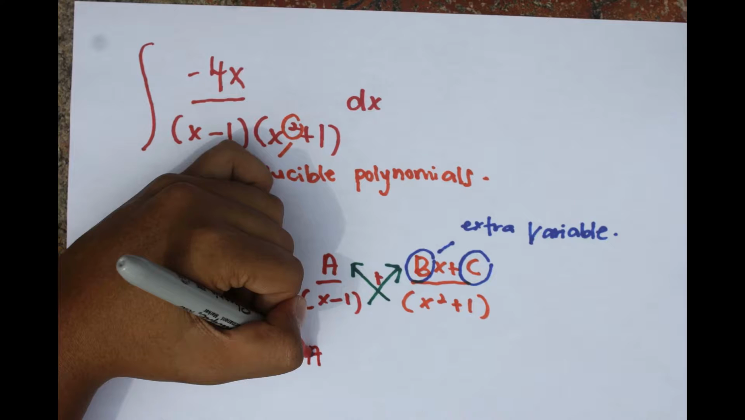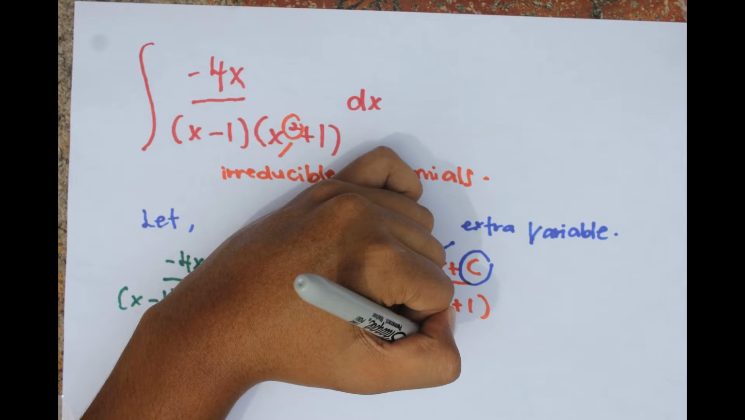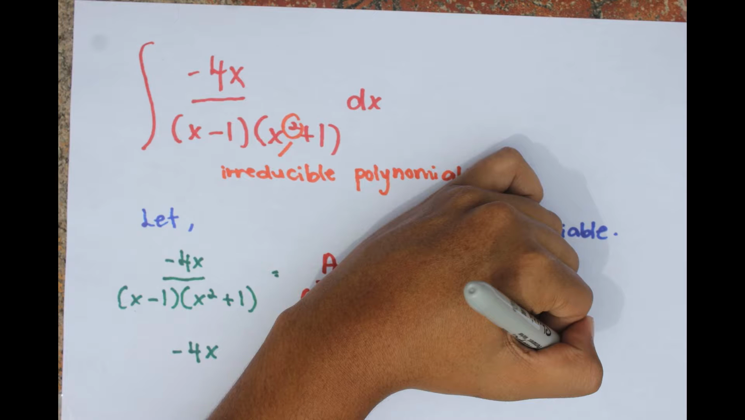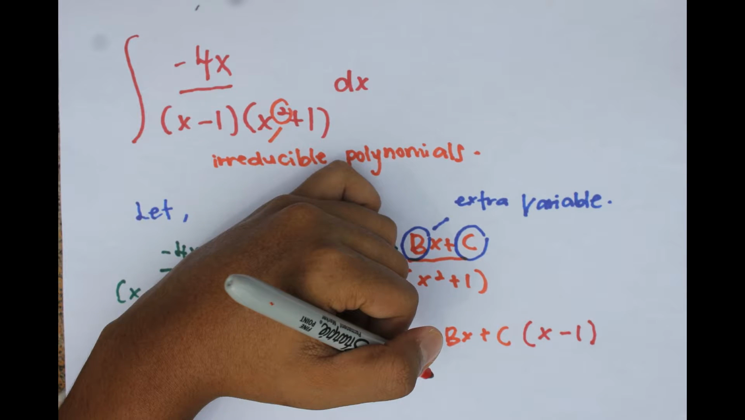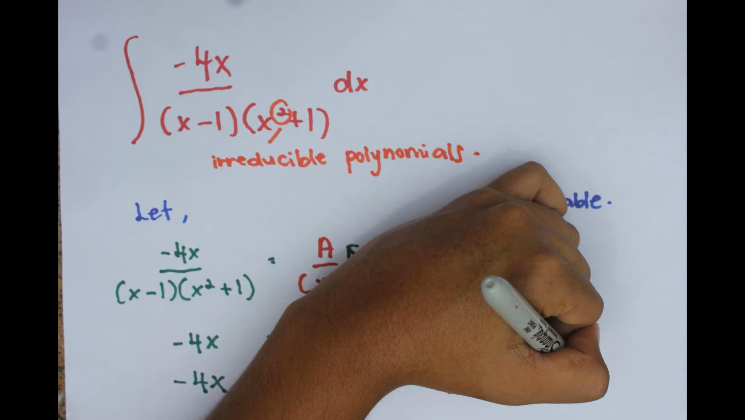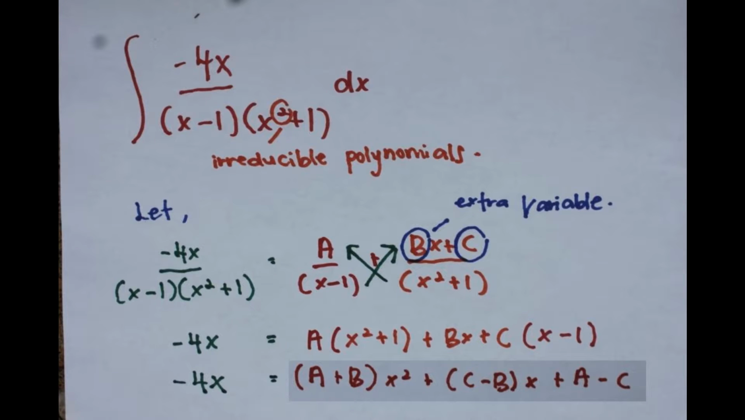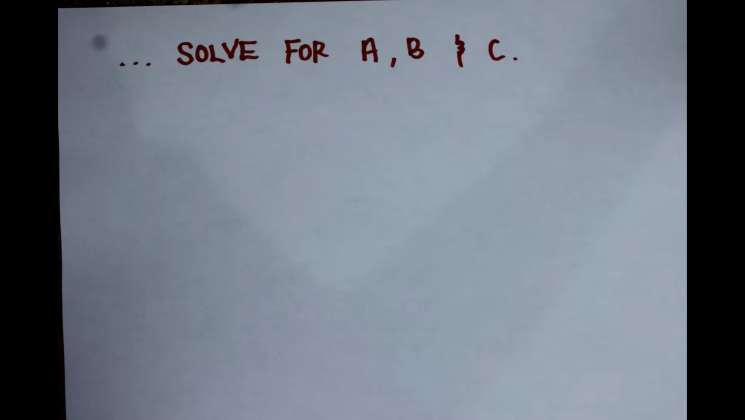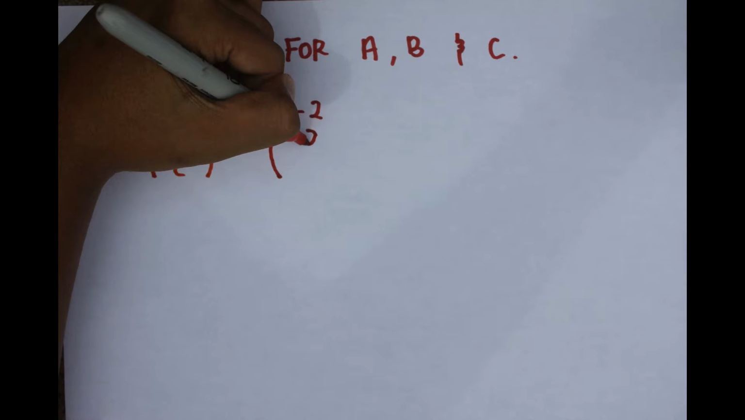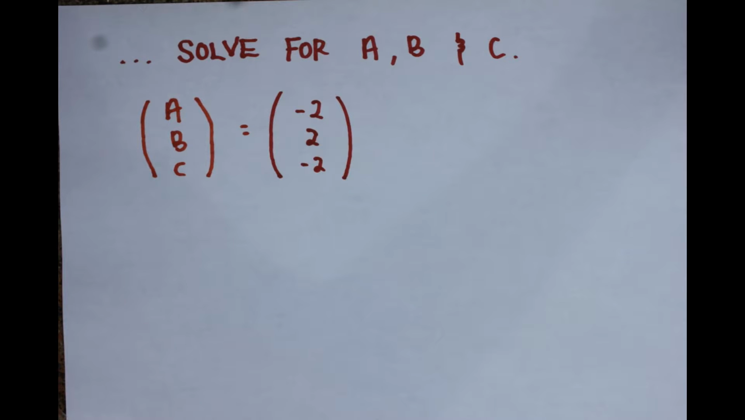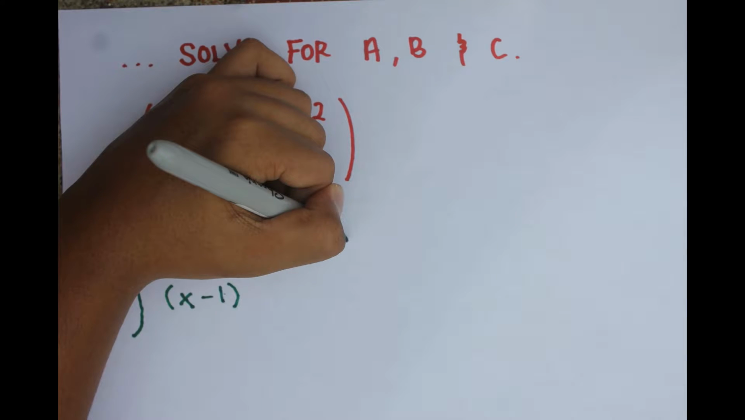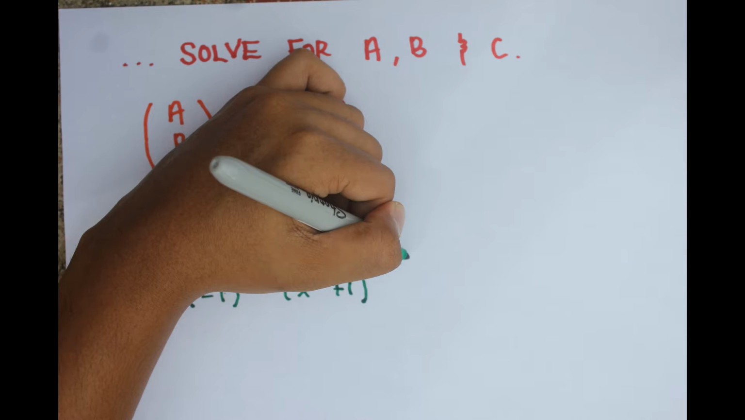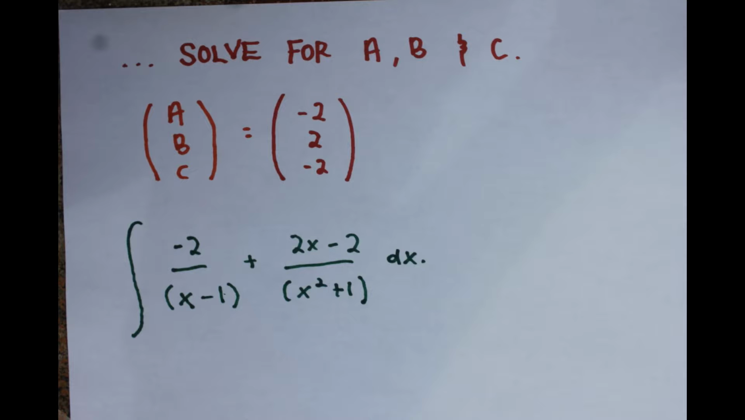After cross multiplying, we have to compare the numerator, and in this case the numerator will be negative 4x, and we need to compare it to a plus b x squared plus c minus b x plus a minus c. We'll find that a will be negative 2, b will be 2, and c will be negative 2. All that remains is to substitute these values into the polynomial, and there you're going to get negative 2 over x minus 1 plus 2x minus 2 over x squared plus 1.